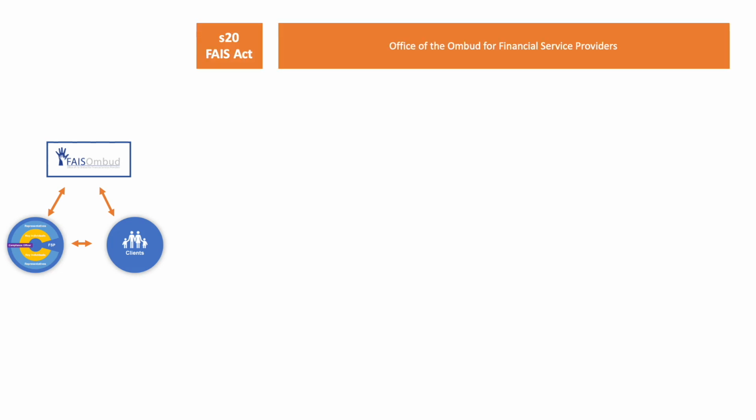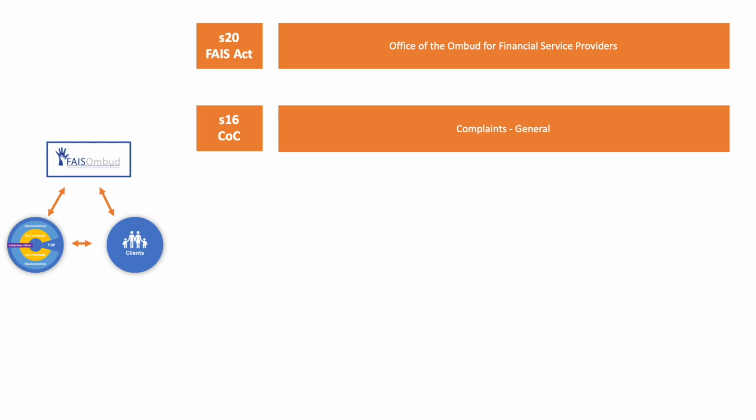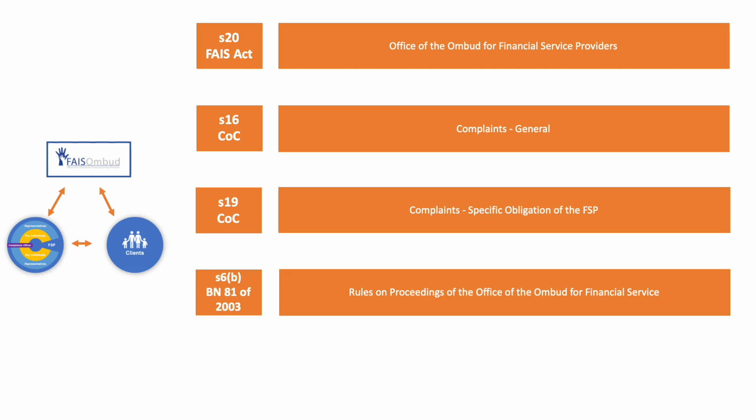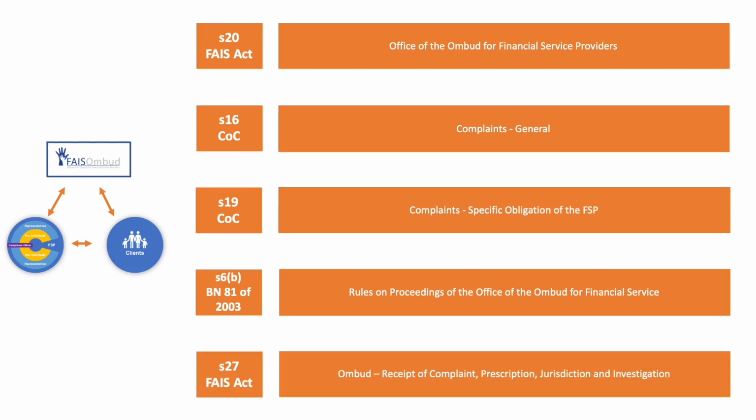Section 20 of the FAIS Act deals with the Office of the Ombud for Financial Service Providers, known as the FAIS Ombud. Section 16 of the Code of Conduct deals with the general definitions in terms of complaints. Section 19 of the Code of Conduct deals with specific obligations and/or responsibilities of the FSP relating to complaints. Section 6B of Board Notice 81 of 2003 covers the rules on proceedings of the Office of the Ombud for Financial Service Providers. And Section 27 of the FAIS Act deals with the receipt of complaints, prescriptions, jurisdiction, and investigation by the Ombud. We will now look at each section in detail.